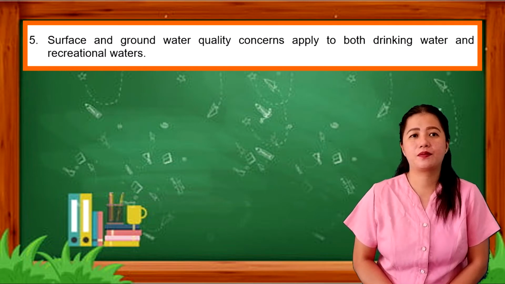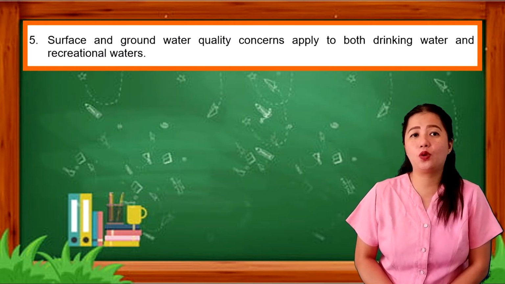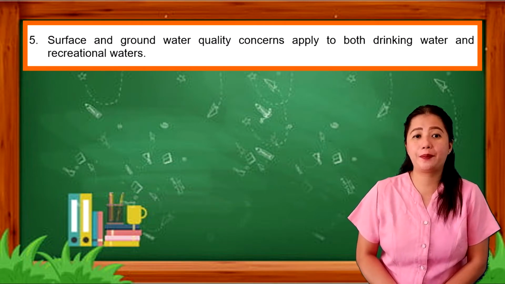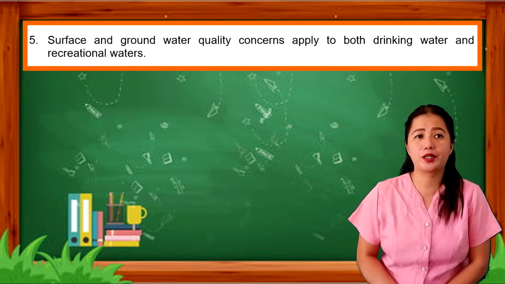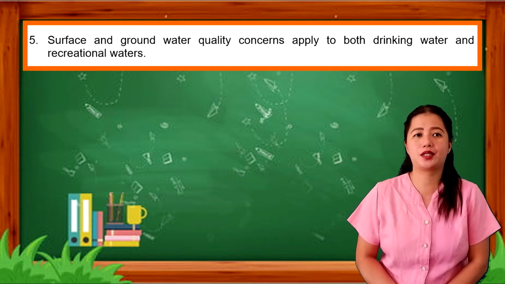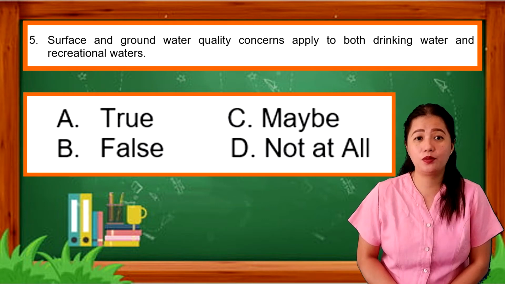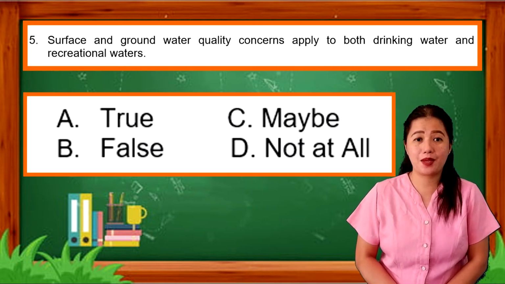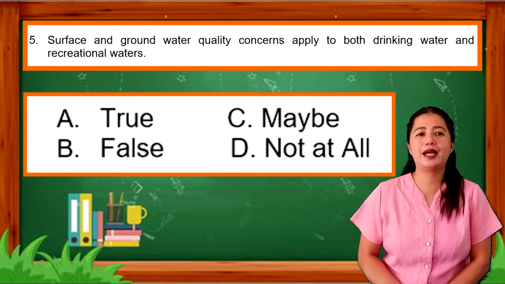Number 5. Surface and groundwater quality concerns apply to both drinking water and recreational waters. Letter A, true. Letter B, false. Letter C, maybe. And letter D, not at all.